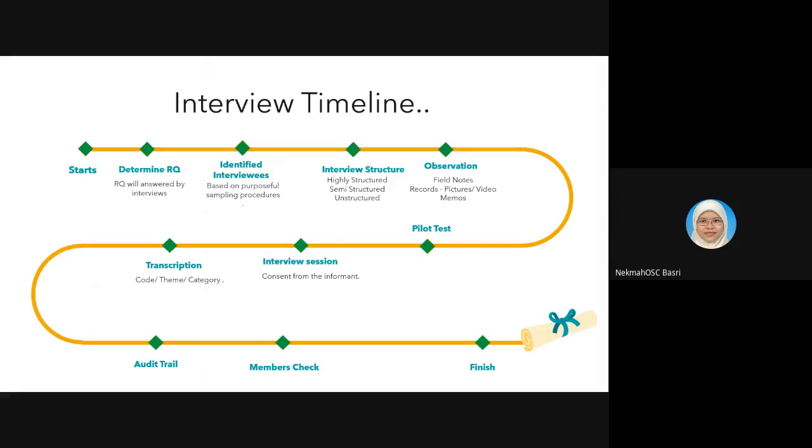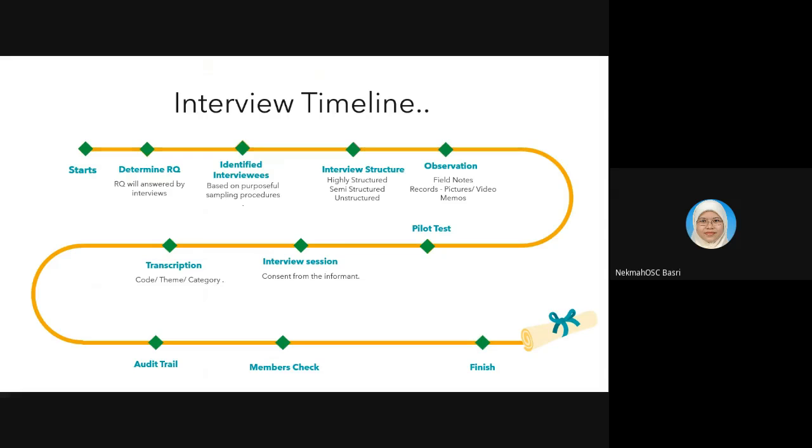Okay, this is the interview timeline. First, we have to determine our RQ, because the RQ will be answered by the interviews. For example, we have 4 RQs, so our questions are based on that. And we have to identify the interviewees based on purposive sampling procedures. Okay, interview structures: highly structured, semi-structured or unstructured. And we also do observation, field notes, records, pictures, videos and memos.